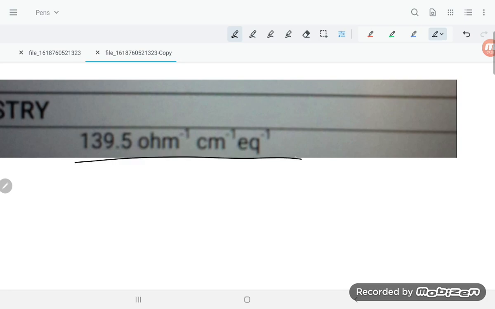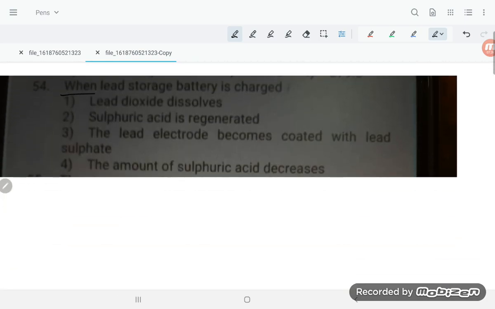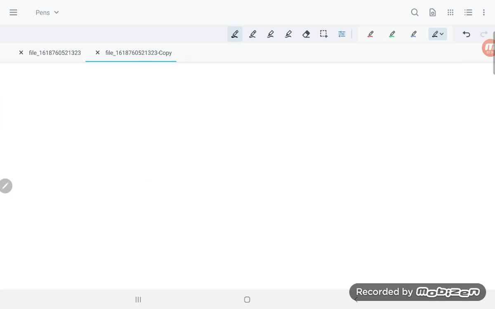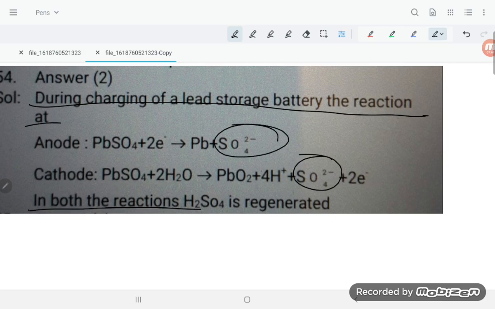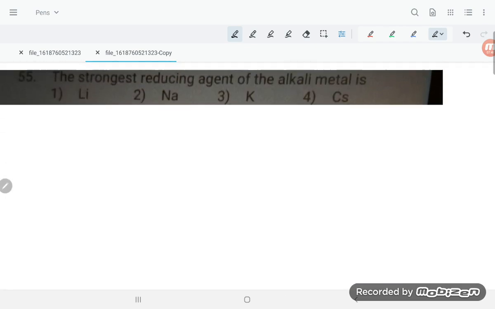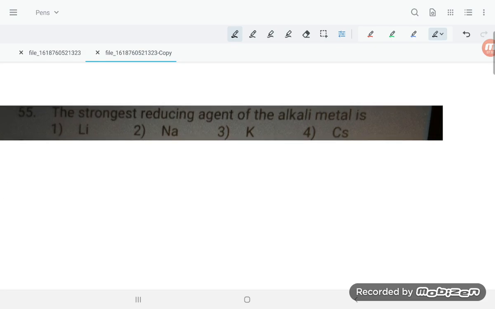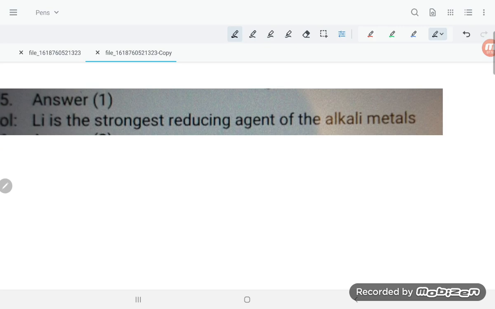Ohm inverse, centimeter inverse, equivalent inverse. When a lead storage battery is charged, sulfuric acid is regenerated. In both processes, sulfuric acid will be regenerated. During the charging of the lead storage battery, at the anode, H2SO4 is regenerated in both reactions. The strongest reducing agent of all alkali metals is lithium, due to its high hydration enthalpy.